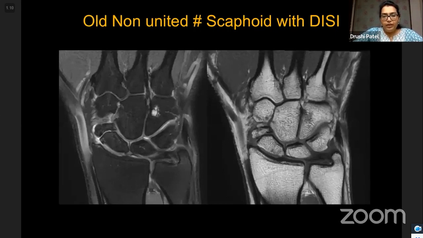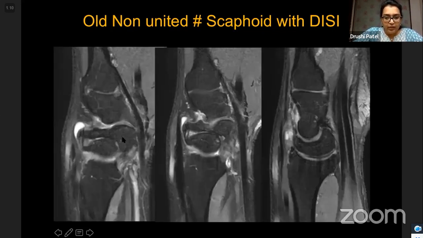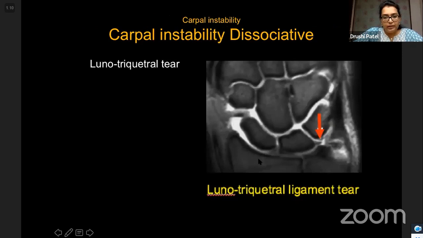The DISI deformity occurs because of, say, a non-united fracture of the scaphoid. So here you can see that there is a non-united fracture of the distal pole of the scaphoid. If you look at the sagittal plane, you can see how messed up the alignment, how messed up the axis of the scaphoid is. This is probably the axis of the scaphoid. And you can see that the lunate is also a bit dorsally tilted. So this is DISI deformity resulting because of the scaphoid fracture and non-union. This is an example of a bony DISI.